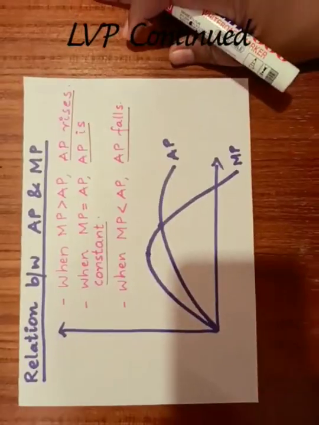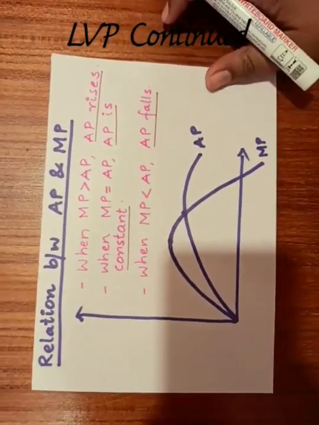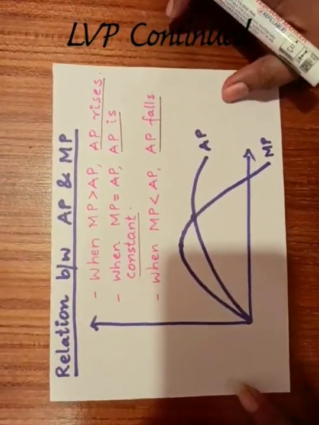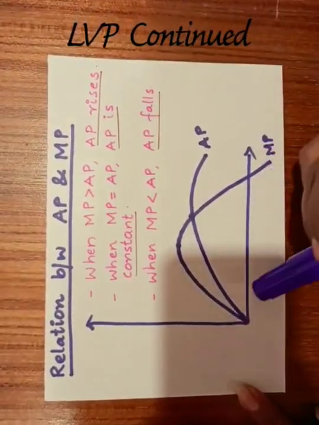Okay. So in the next video we have to look through what is the relationship between AP and MP. In this video itself you have to find out the relationship between AP and MP also. We have discussed already what TP and MP were. Here you can see an MP curve and an AP curve.